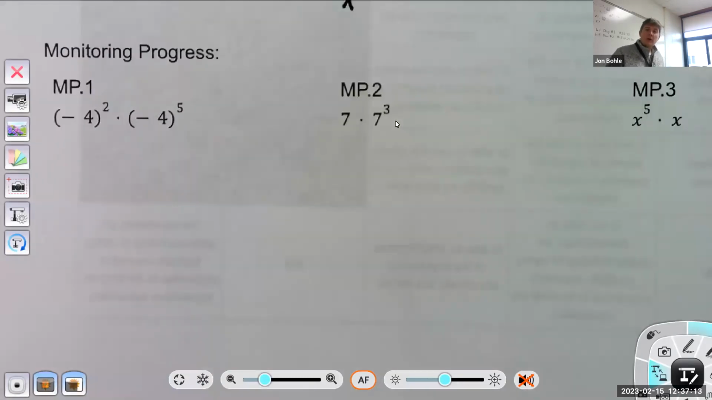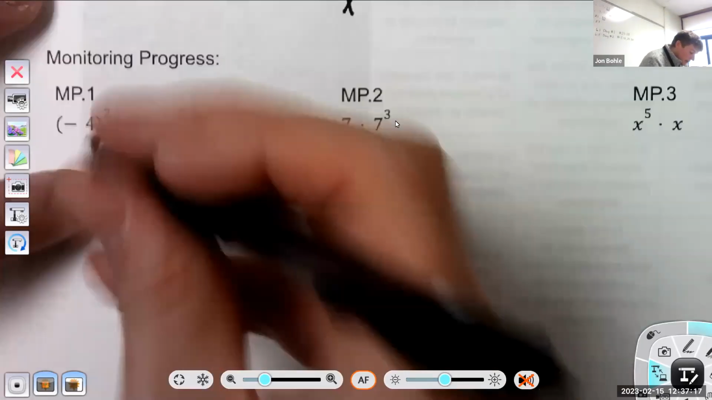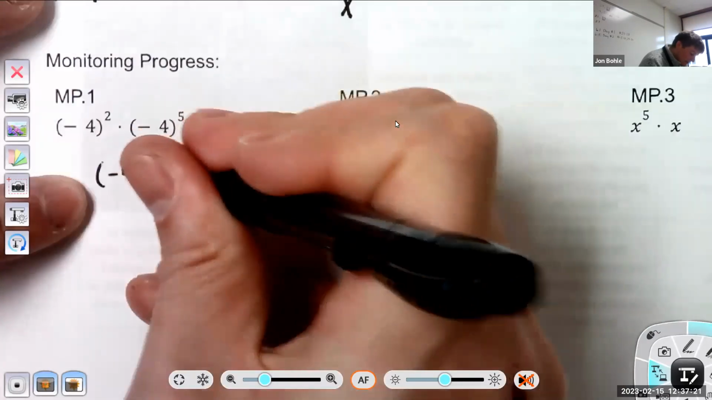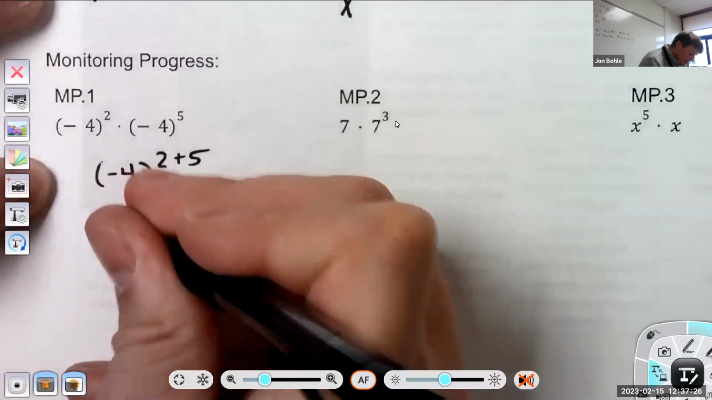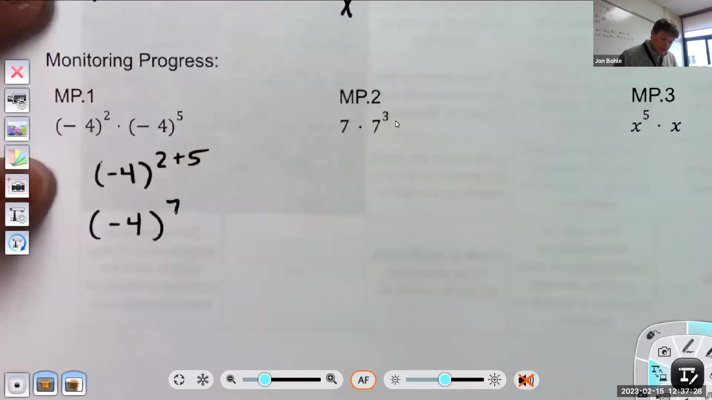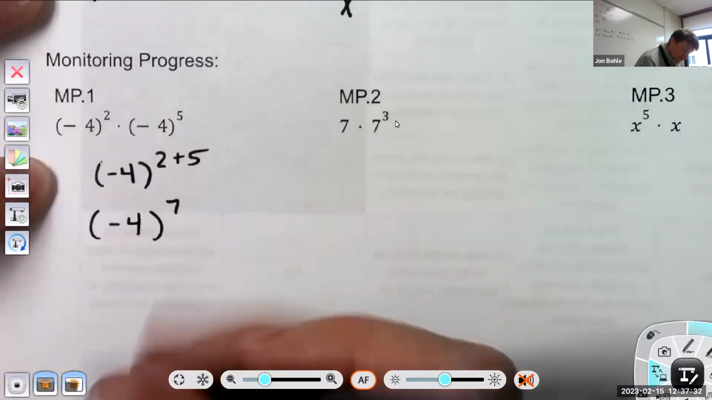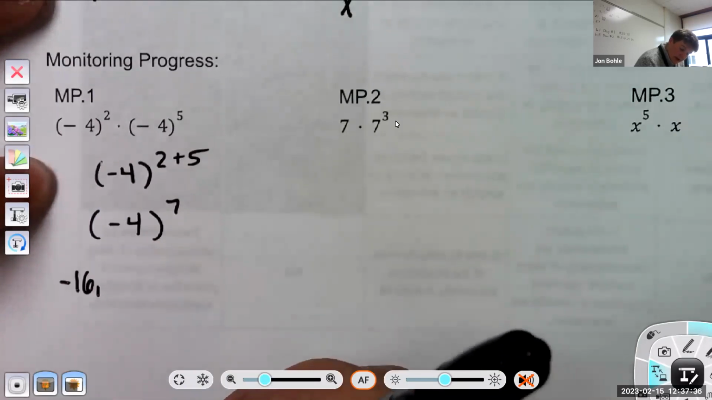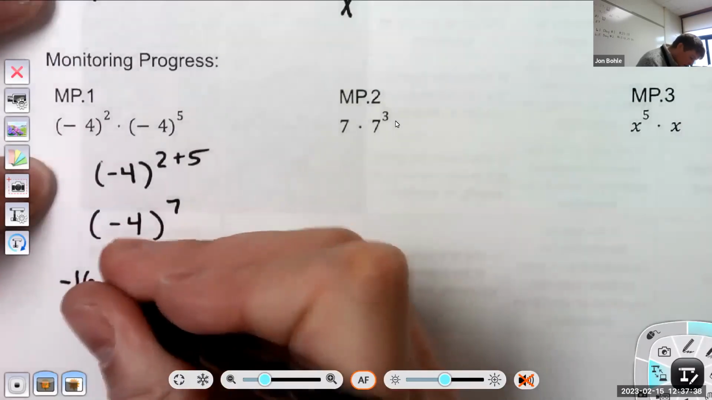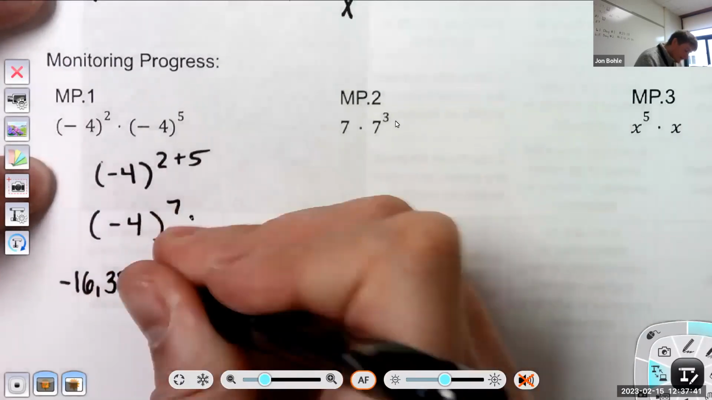Okay, assuming that you've already attempted these problems after pausing the video, this is what you get. So you're multiplying, so you add the exponents. Okay, and when you add the exponents, you get to the 7th power. And when you simplify that to the 7th power, you're gonna get negative 16,384. And I need to see this and this.